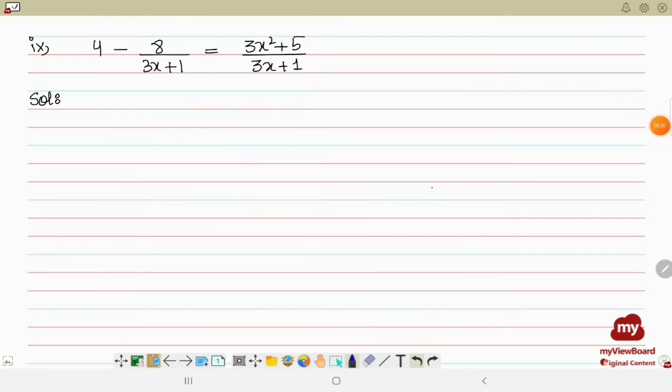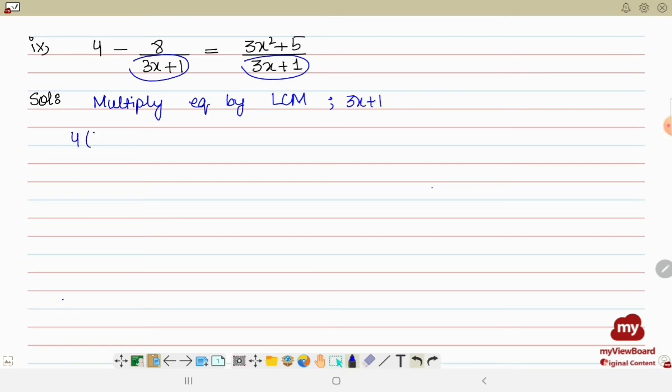Let's solve one more question by the completing square method. For that method to be started, we need the equation in standard form. So we are supposed to convert this equation into standard form. For converting the equation to standard form, we must get rid of these denominators. So we'll multiply the whole equation by the LCM, and the LCM in this case is 3x plus 1.